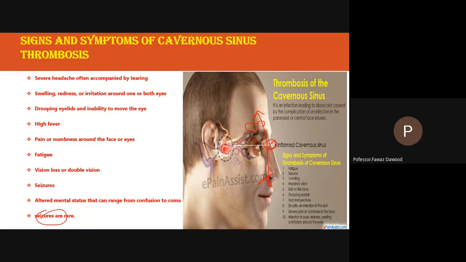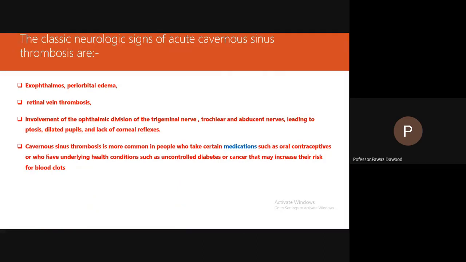Again, with cavernous sinus thrombosis, the patient may complain of numbness in the muscles of mastication, even though we could demonstrate that the eye is going to be involved, and here the patient is complaining of exophthalmos, retinal vein thrombosis, and papilledema.